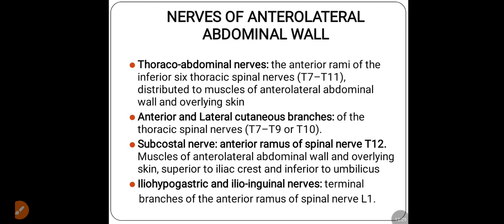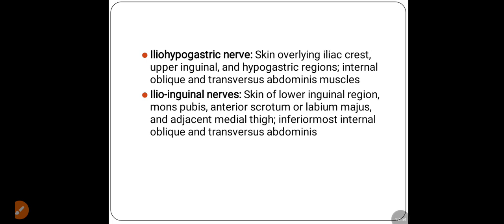Okay? So, the thoracoabdominal nerve supplies the skin. We already mentioned the nerve supply. Let us describe just the sensory innervation. The thoracoabdominal nerve and subcostal nerve supply the skin of the anterolateral abdominal wall. The L1 gives rise to the iliohypogastric and ilioinguinal nerves. The iliohypogastric supplies the skin over the iliac crest, inguinal region, and hypogastric region.